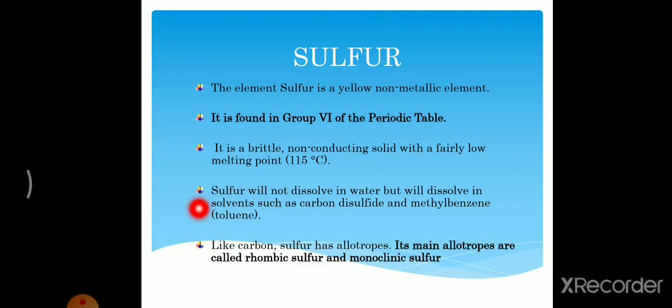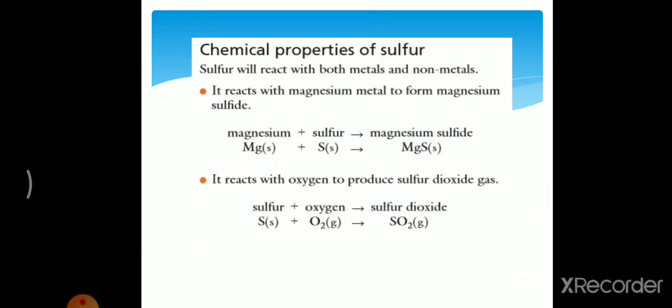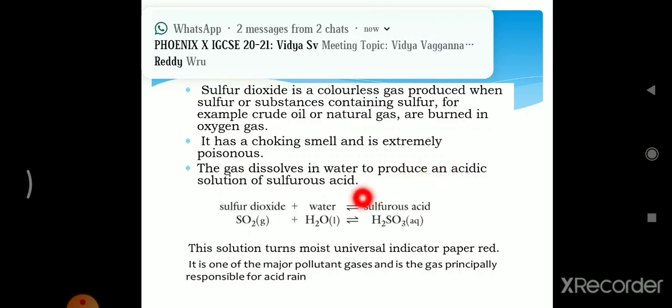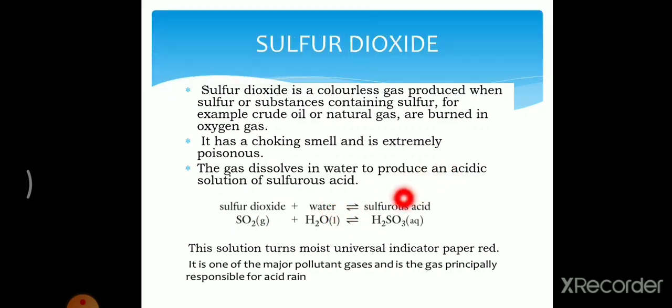In an earlier point they said sulfur does not dissolve in water. That is regarding the element sulfur, whereas this is sulfur dioxide. Sulfur dioxide gas dissolves in water to form an acid. Which acid? Sulfurous acid. The formula is H2SO3. This is a reversible reaction. As it is an acid, it will turn moist universal indicator paper red. Acids turn indicator paper red.